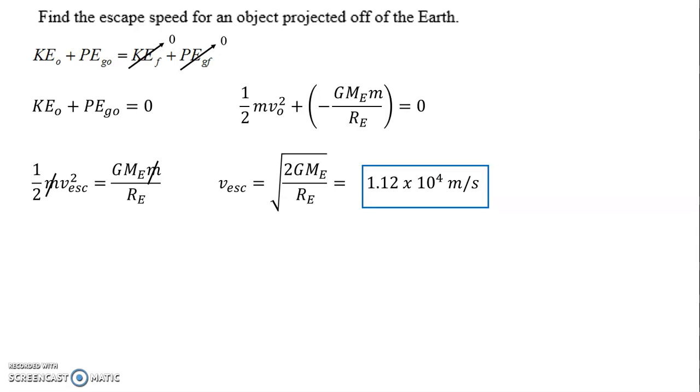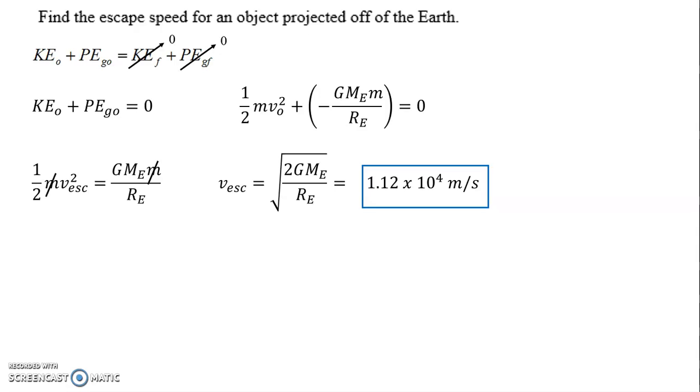So the idea here is that if we launch an object at that speed, it should leave and never come back. Now, of course, there are other things to contend with, right? There's all the air resistance and friction, things like that. So really, this is a very minimum speed. We have to really launch at a much larger speed to contend with all the losses to non-conservative forces. But this does give us a sense of just how fast you have to launch an object.